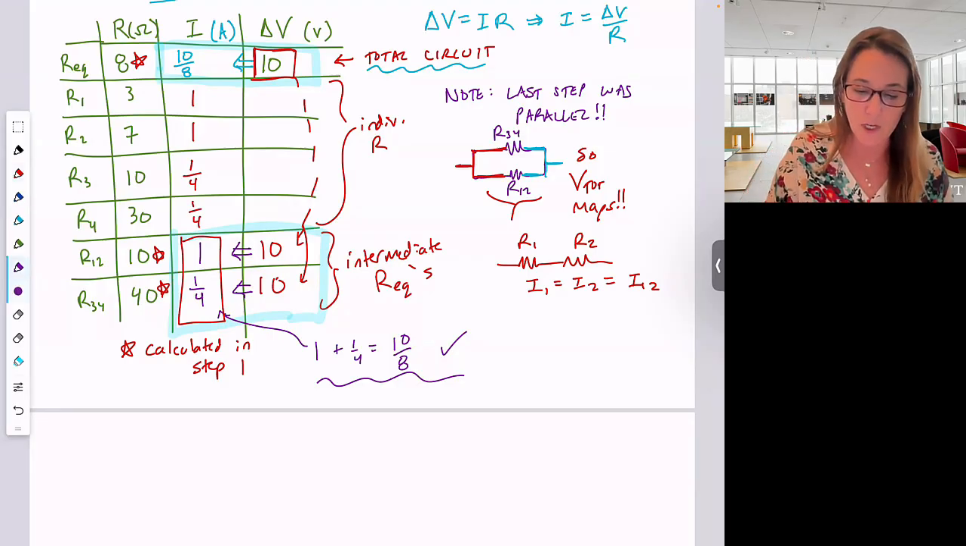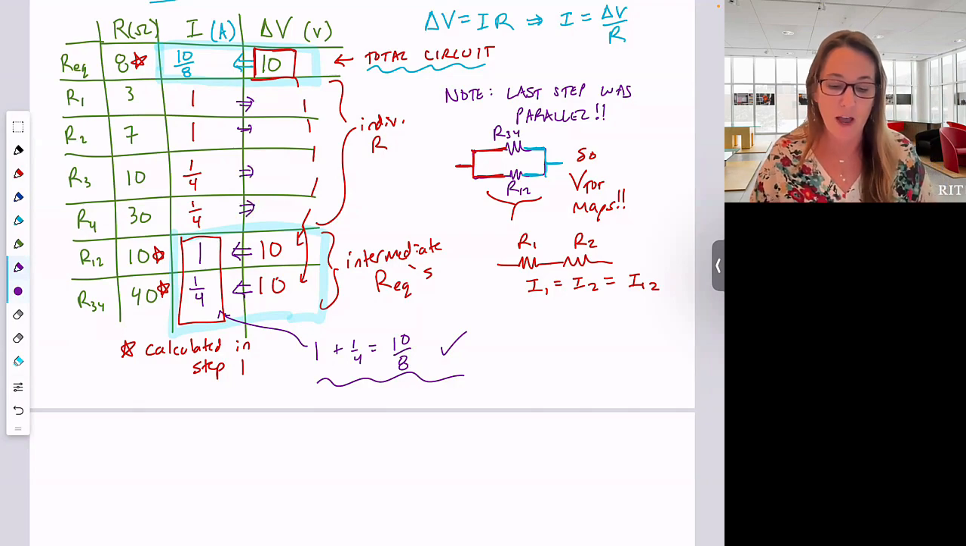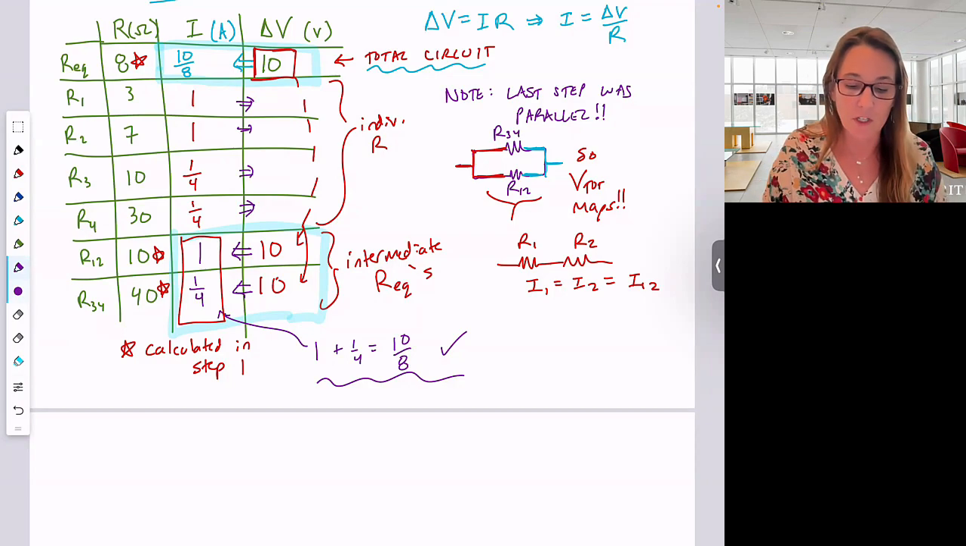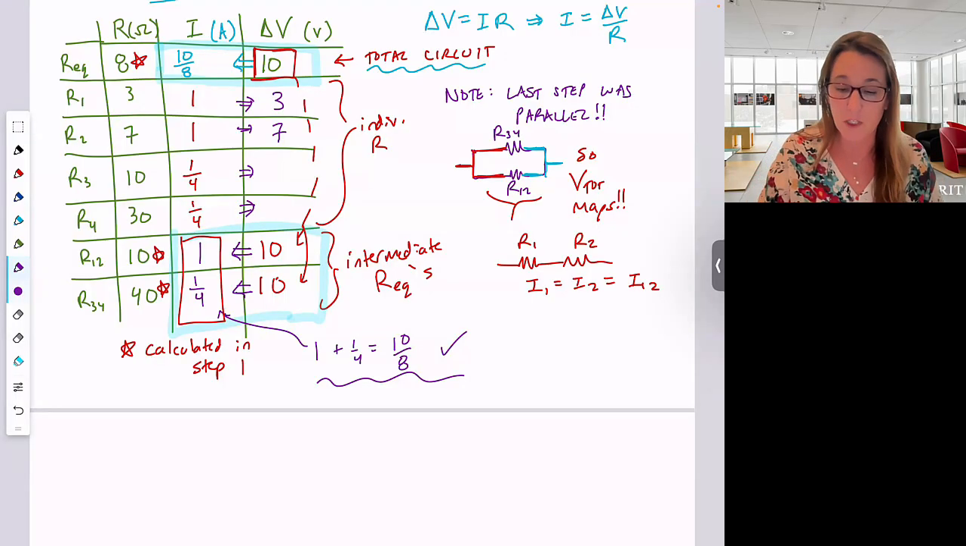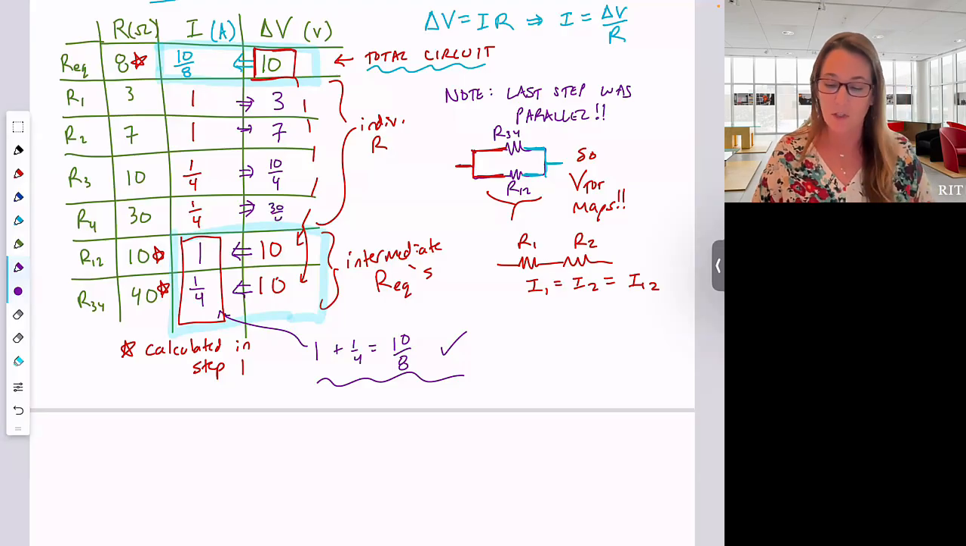And then once again, we can now finish off this table by calculating these other values. So we can see that delta V is just simply going to be equal to IR. So I end up with 3 volts there and 7 volts there. We can note that they add to 10 volts as they should. Over here, I get 10/4 and I get 30/4. And that's going to tell us how much voltage, how much of the buckets each of those resistors get.